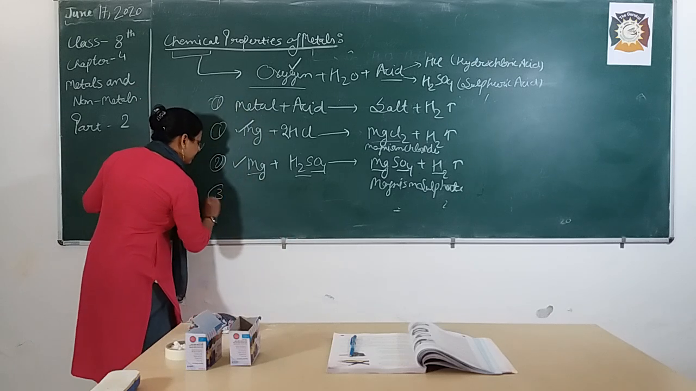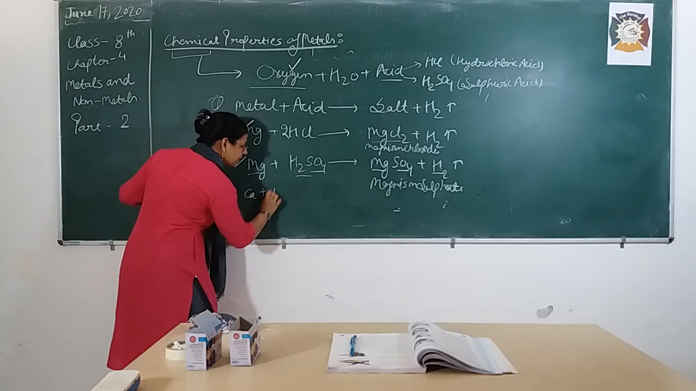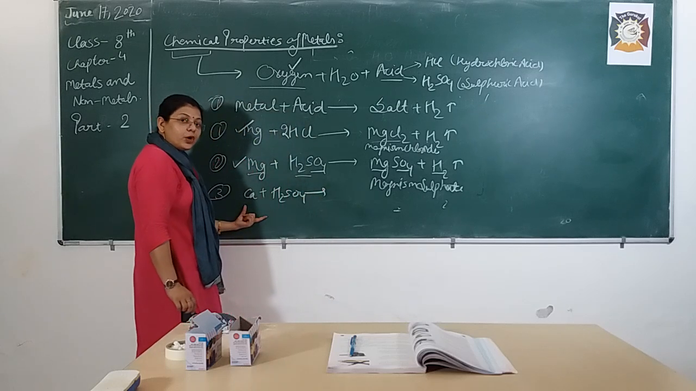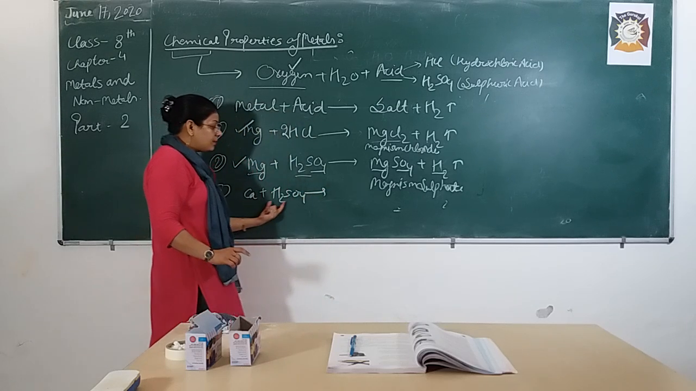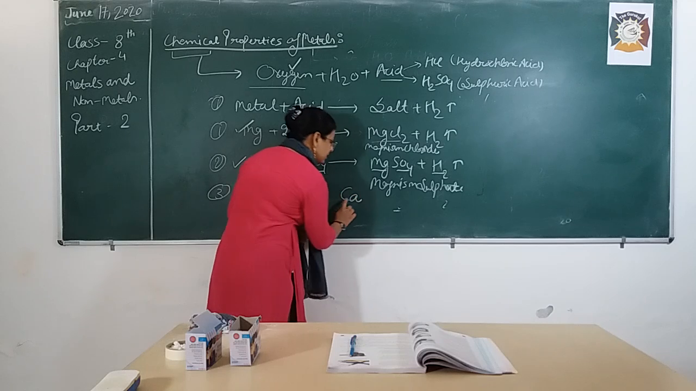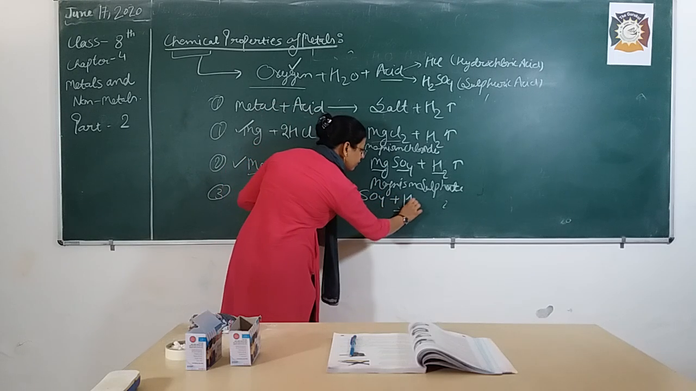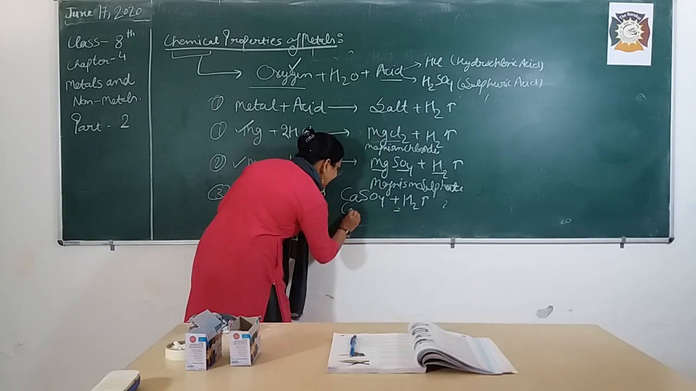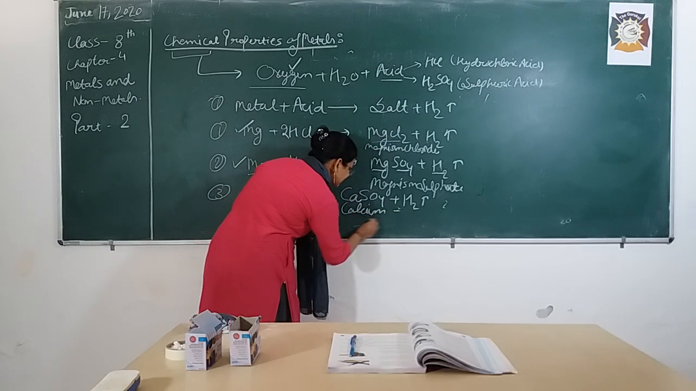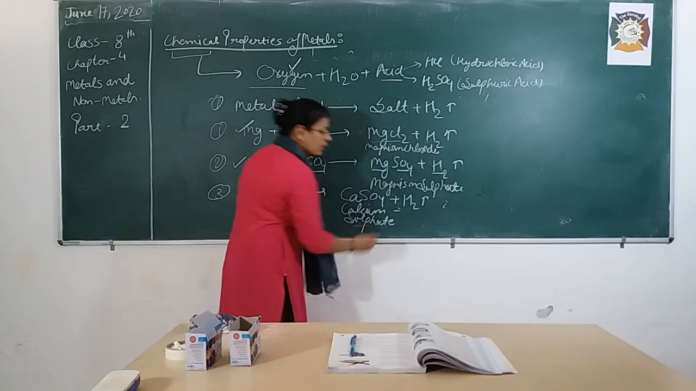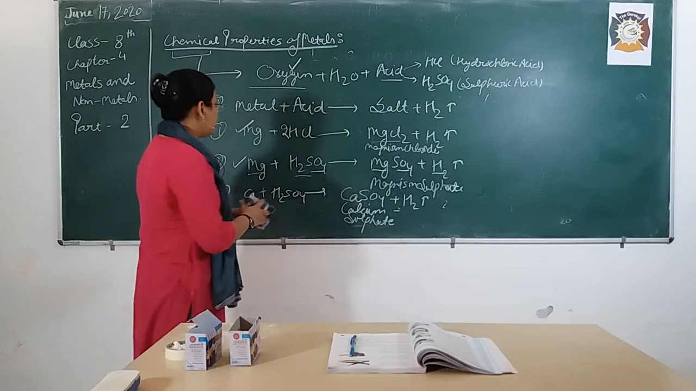Again, if I say calcium reacts with H2SO4, can you tell me the product? The product is calcium sulfate. Calcium is Ca, sulfate is SO4, and hydrogen gas is going to be removed. That is calcium sulfate. Okay, again one more example.